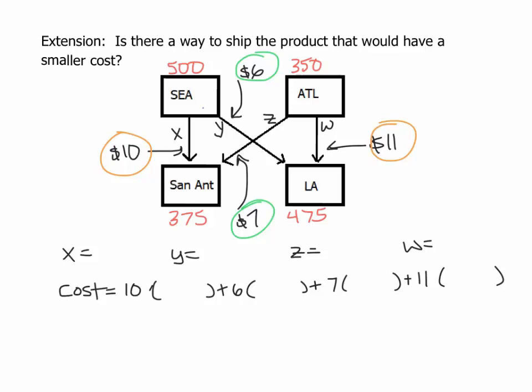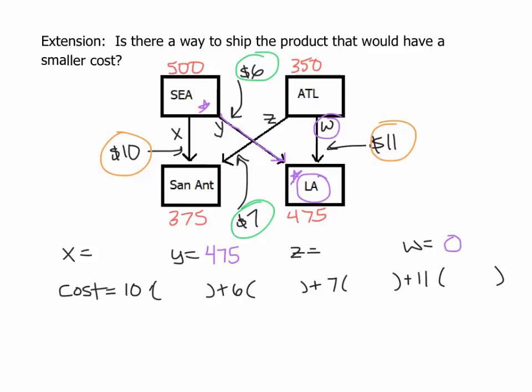I have 500 units at the Seattle plant, and I need 475 units at the LA plant. So I'm going to make this Y be 475. I can't send 500 because LA only needs 475. Y is going to be 475 units. Now, if I think about LA here, if it's getting all of its units from Seattle, then it's not going to need any units from Atlanta, so we're not going to have any at that $11 price. We're going to make our W be 0.